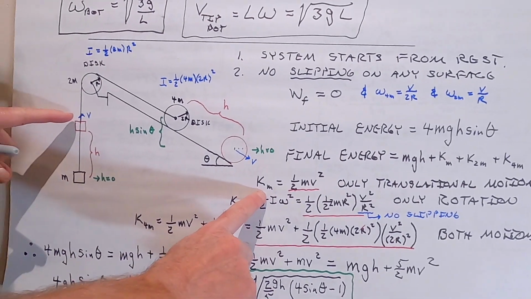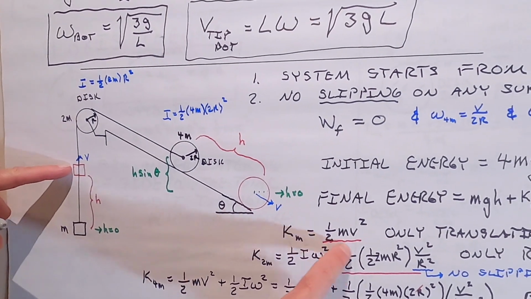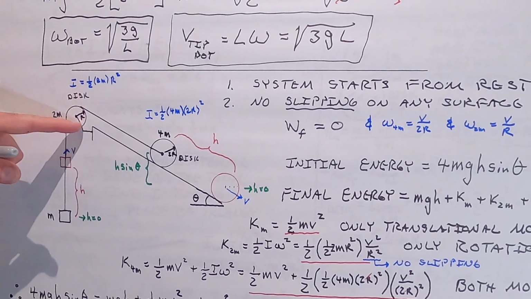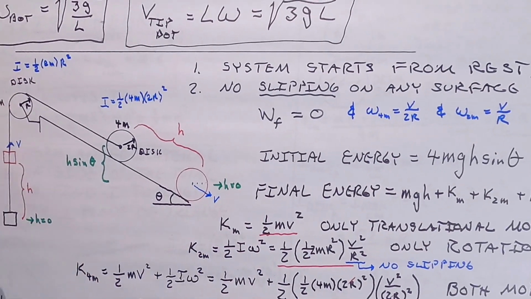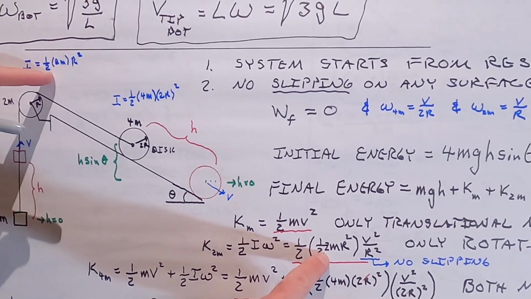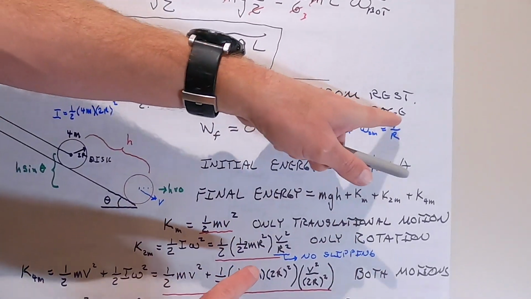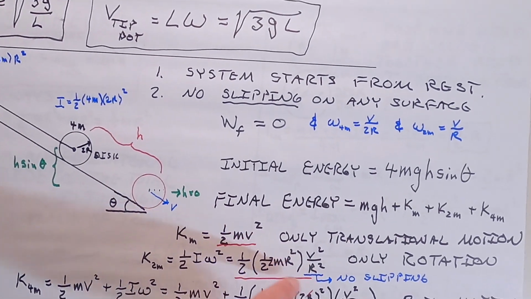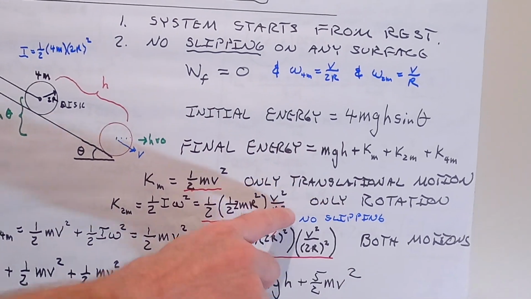Okay, so let's look at the kinetic of each one. The kinetic energy of this block is just 1/2 mv squared. It's not turning, only translational motion. This one is only turning. It's not going anywhere. So it's all 1/2 I of the 2m times omega squared. There was my I of the 2m right here. And we have omega, which is v over r, so v squared over r squared. You notice the r squareds are going to cancel. They're always going to cancel. And this only has rotation. Again, no slipping right here.